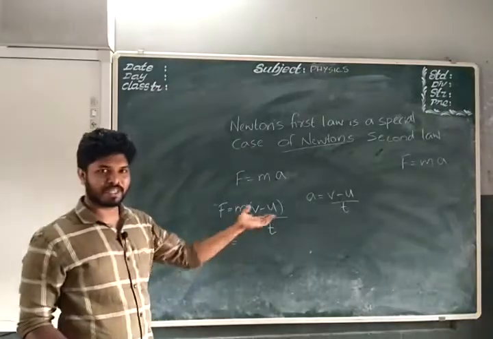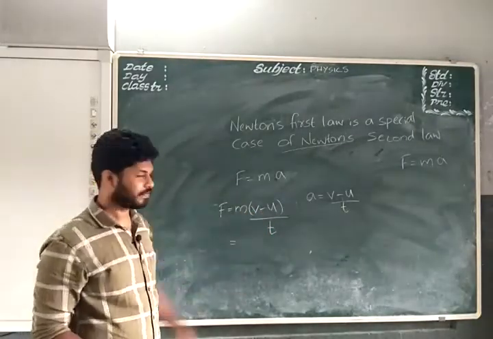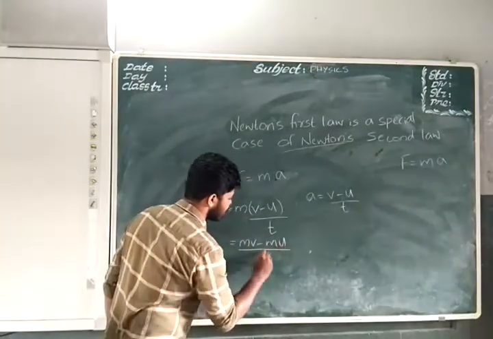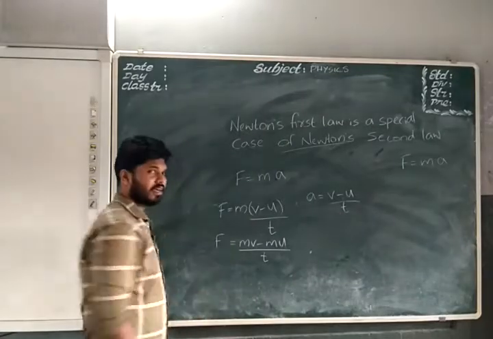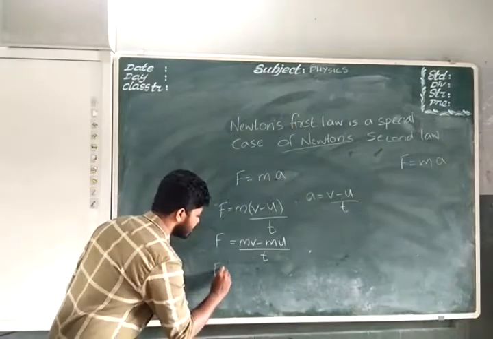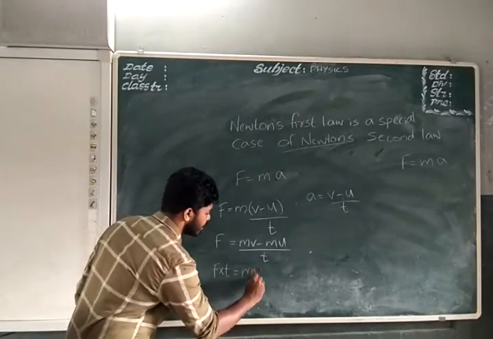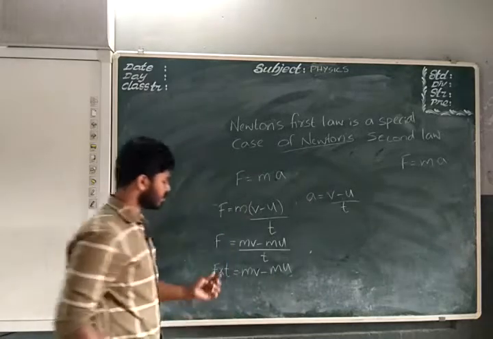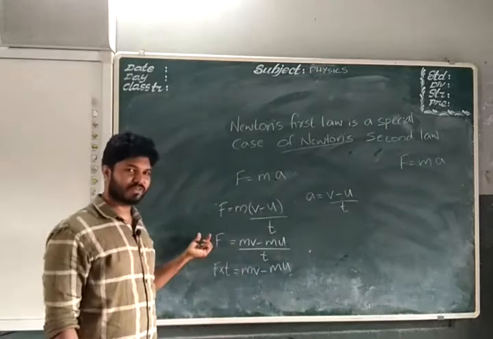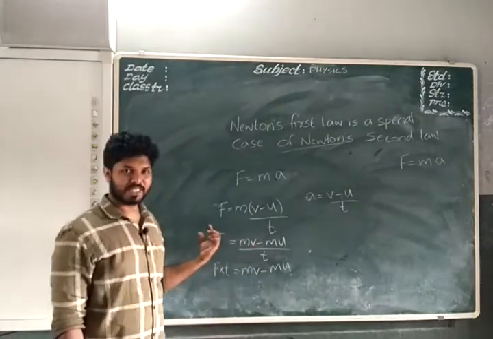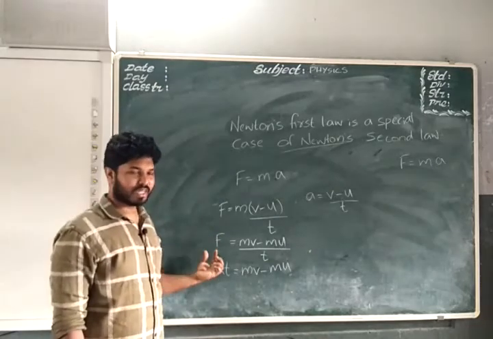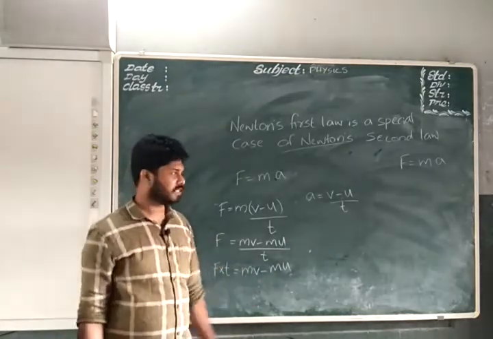Now m into v minus u by t, let us open the bracket. So it becomes mv minus mu divided by t. Now let me take this t to the other side. So it becomes F into t equal to mv minus mu. How does it become F into t? As it is divided by t here, if you are taking it to the other side of the equation, divided by t becomes multiplied into t. F into t equal to mv minus mu.